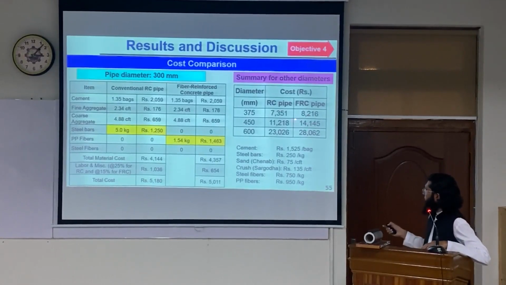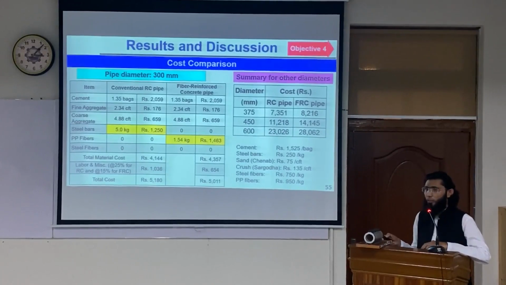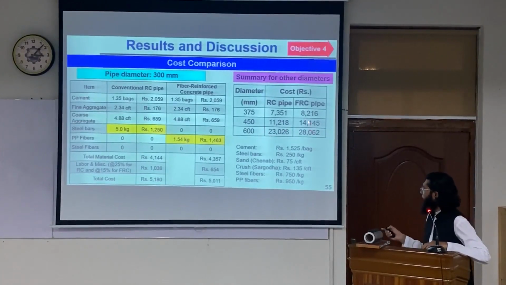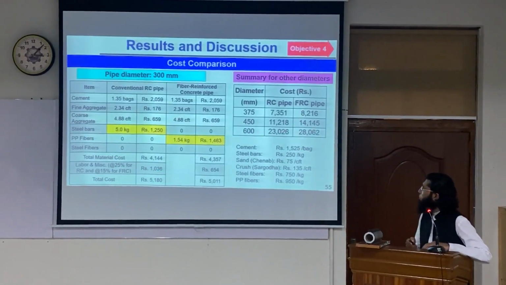This is a summary for some other diameters of pipes. As you can see, as the diameter of the pipe increases, the conventional RC pipes become more viable. So that's why, in this research, one of the reasons for limiting the FRC pipes to the smaller diameters is because of the cost factor.